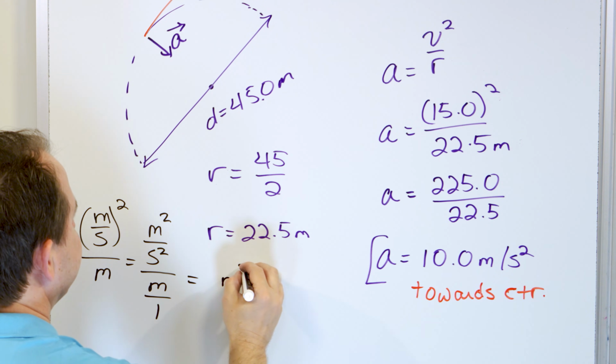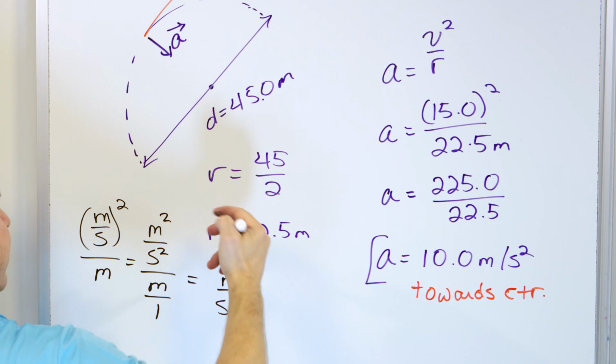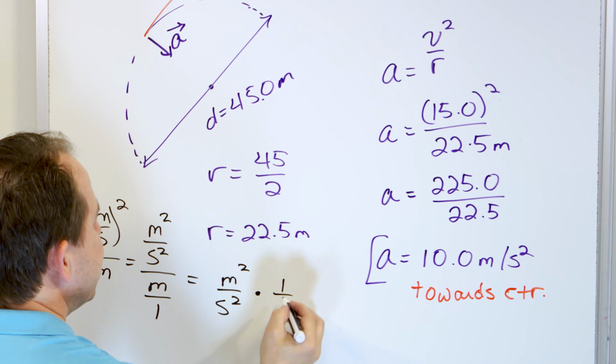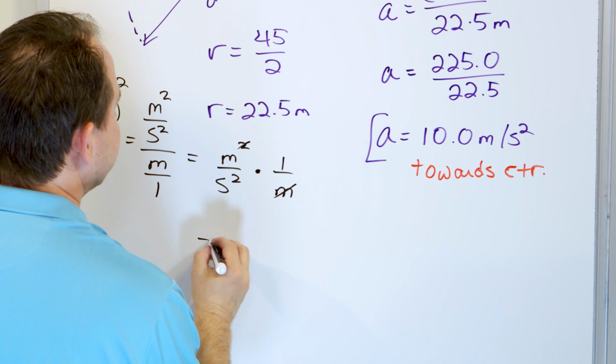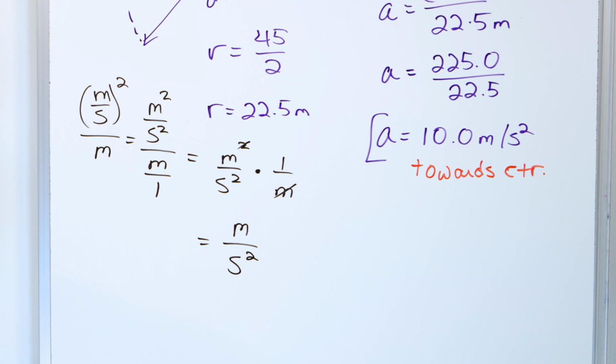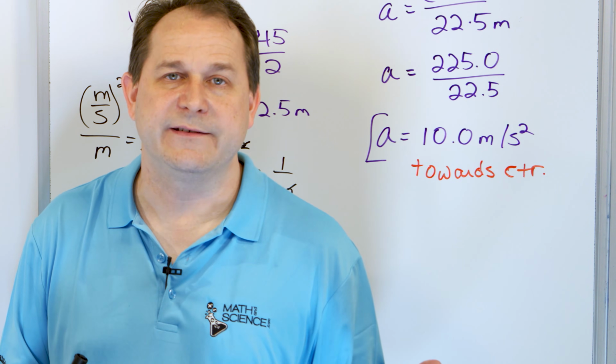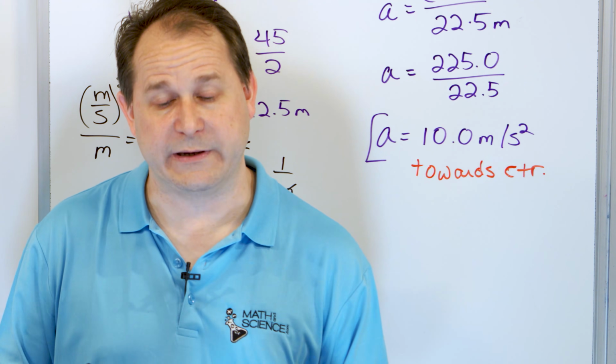Which means meters squared per second squared, and you change this to multiplication, flip the second fraction over, 1 over meters, and then you're going to get a cancellation right here, and so you're going to get meters on the top and seconds squared on the bottom. This is a unit of acceleration. So when you do v squared over r like that, the units you get out of it should be acceleration, meters per second squared, as you would expect.